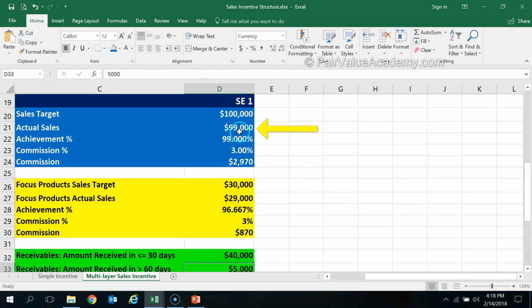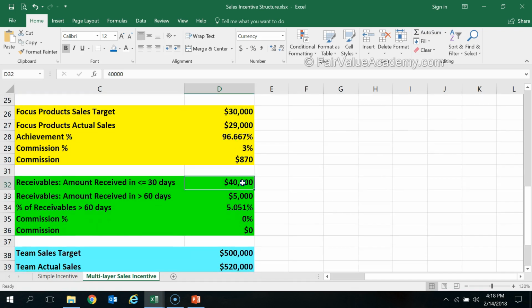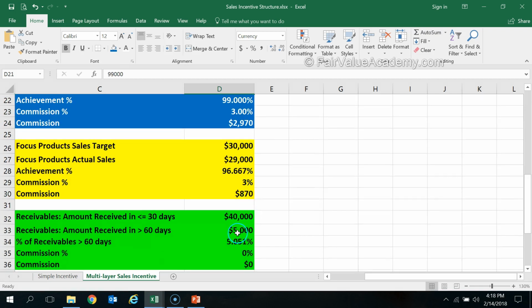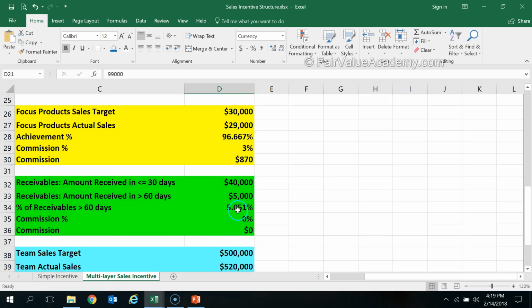The person has achieved 99,000 overall sales, out of which he received 40,000 within 30 days, and 5,000 payment was received in more than 60 days. So this amounts to 45,000. And the remaining amount of difference between 99,000 and 45,000, which is 54,000, was received anywhere between 30 to 60 days. So this is the breakup of his receivables. Under this situation, what condition do we write?